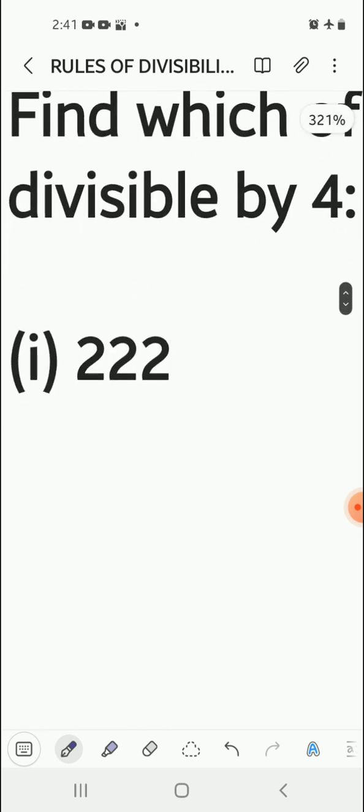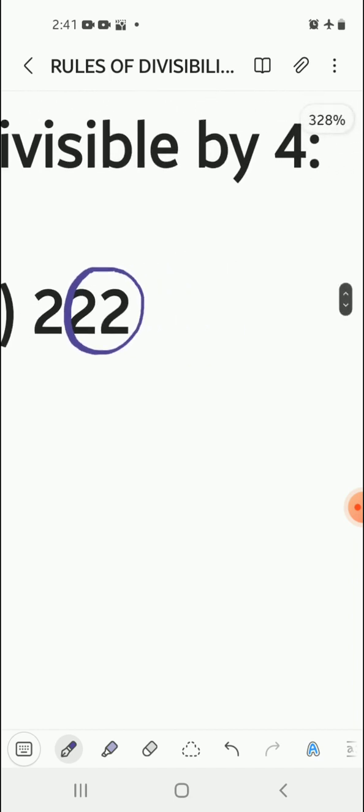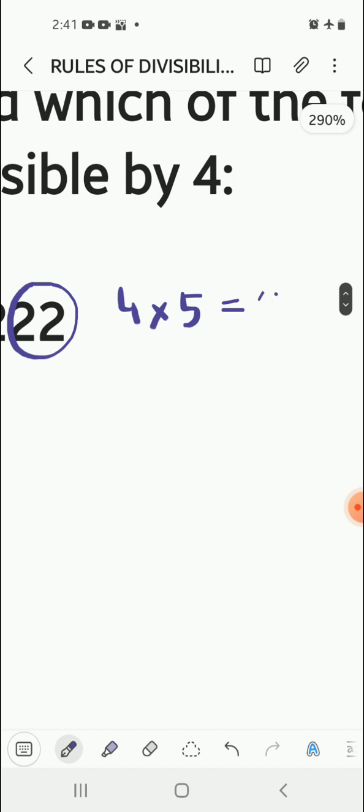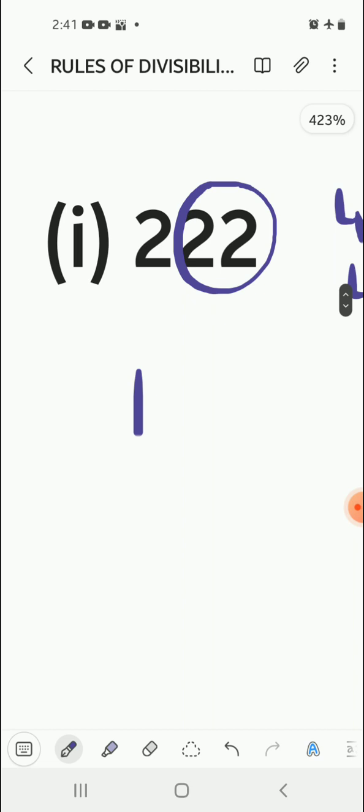The first step that we have to follow is, the number is 222. Check the last two digits of the number, that is 22. Do we find 22 in 4's table? No, we do not find it. We get 4 into 5, which is equal to 20, and 4 into 6, which is equal to 24. So in any way, we do not get 22. Therefore, no, it is not divisible by 4.